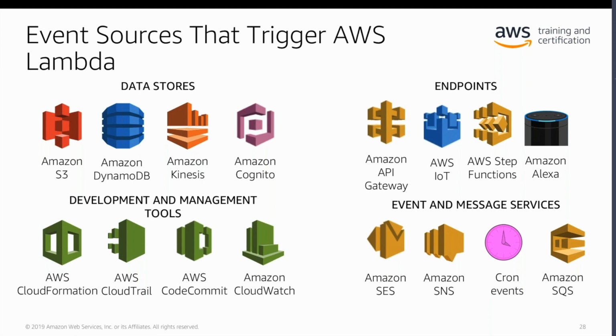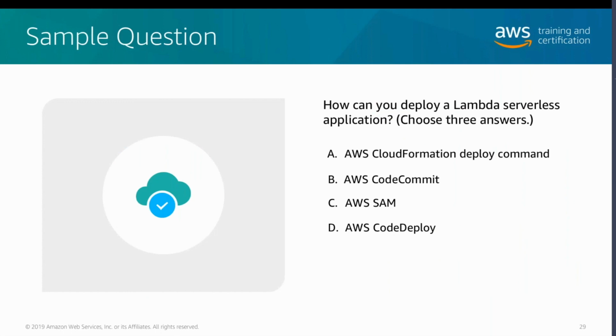And as I mentioned, you can deploy Lambda today through CloudFormation using the Serverless Application Model extensions that we looked at. That allows us ease of developing in one environment, like our dev environment, and taking that deployment and pushing it out into our production environments as we go. So a sample question for this one is: how can you deploy a Lambda serverless application? And it's recommending that we choose 3 answers here for deploying Lambda.